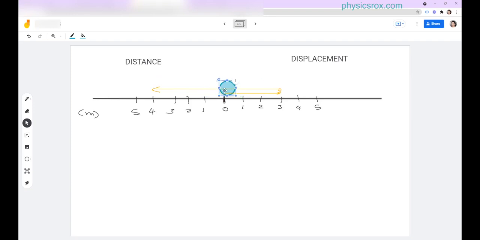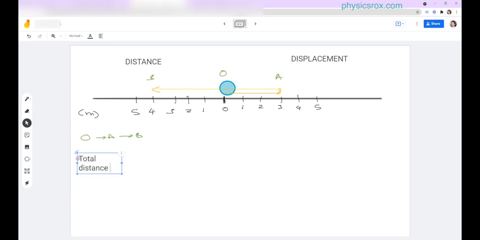So if this ball is moving from position O to A to B, total distance, can you count for me? How much is the total distance the ball moves if the ball moves from O to A to B? 10. Correct, good job. So the total distance is 10.